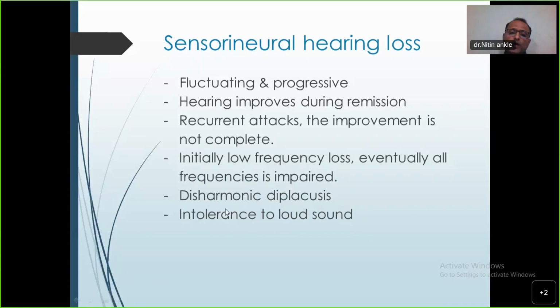There is disharmonic diplacusis. What is the meaning of disharmonic diplacusis? Now see what happens. One ear has Meniere's disease, and because of this the inner ear hair cells are quite irritable, and they cause unnecessary excitation of the neurons at the sound, whereas the other ear is absolutely normal. So a particular frequency sound at a particular decibel will be heard abnormally in one ear and normal in the other ear. This will cause the brain to perceive a diplacusis. There are two sounds in place of one. This is disharmonic diplacusis, and typically there is intolerance to loud sound.